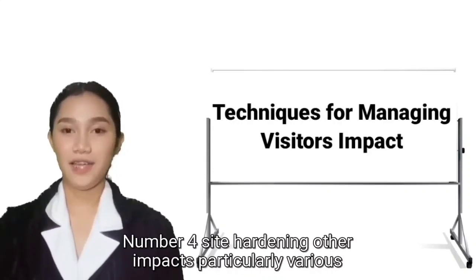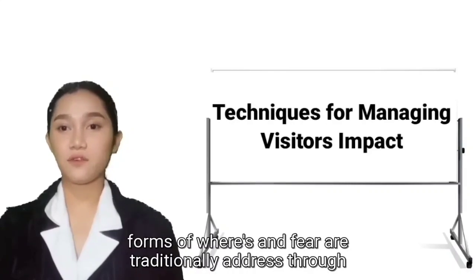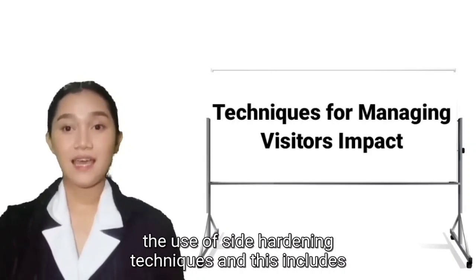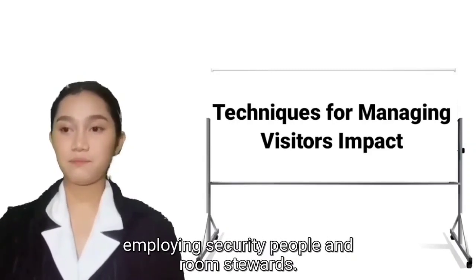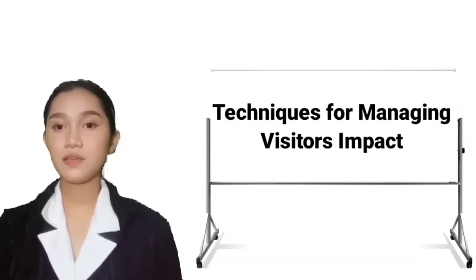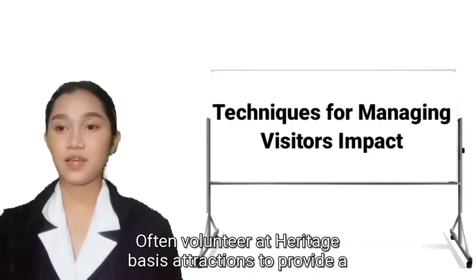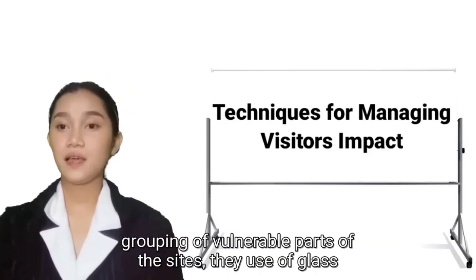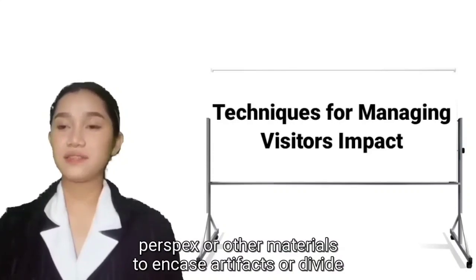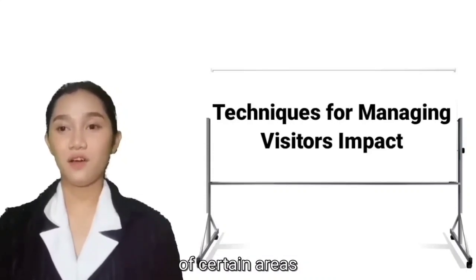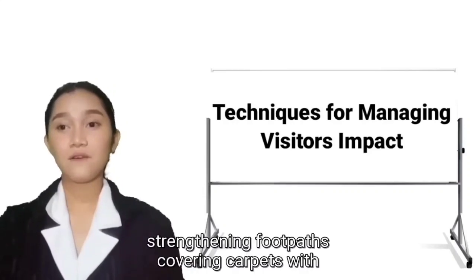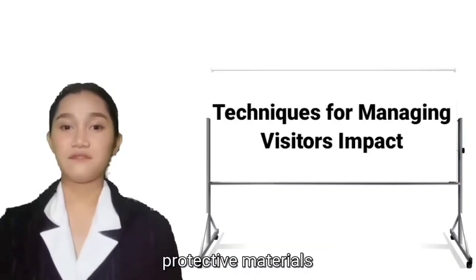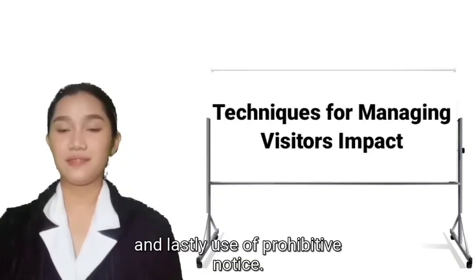Number 4. Site hardening. Other impacts, particularly various forms of wear and tear, are traditionally addressed through the use of site hardening techniques, and this includes employing security people and room stewards, often volunteers at heritage-based attractions, to provide a physical presence at sensitive locations, roping off vulnerable parts of the site, the use of glass, Perspex or other materials to encase artifacts or divide off certain areas, strengthening footpaths, covering carpets with protective materials, and lastly, use of prohibitive notices.